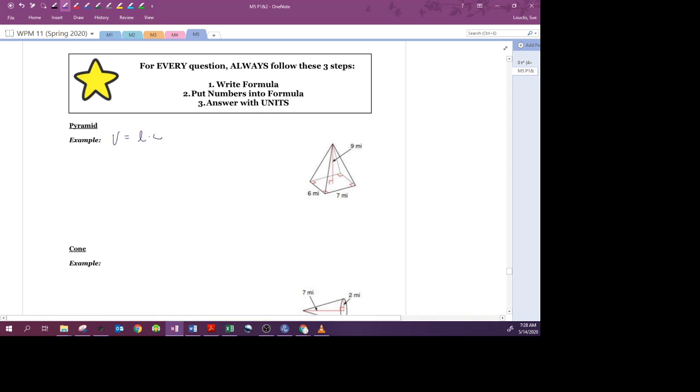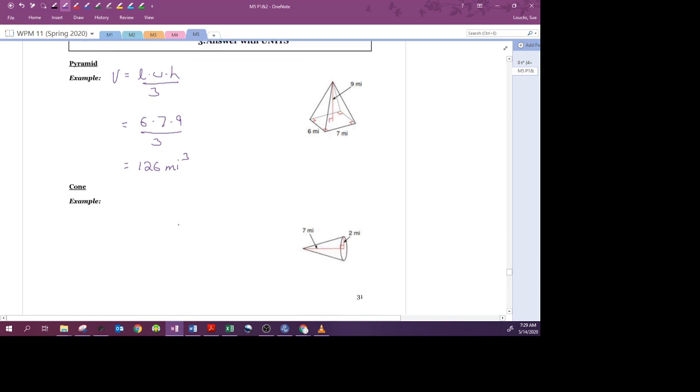So a pyramid, the volume is length times width times height divided by 3. So that is 6 times 7 times 9 divided by 3, which is 126. And the units on this is miles, which is hilarious. You can have a pyramid 9 miles high. But you know, these things are randomly generated, so that's just what happens.